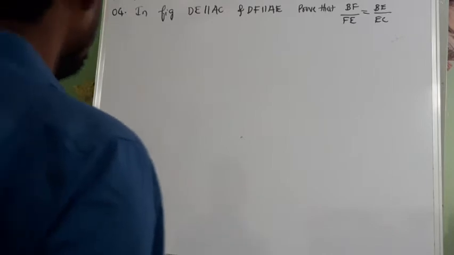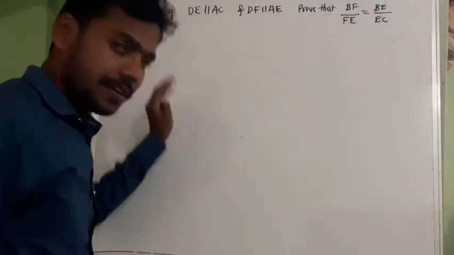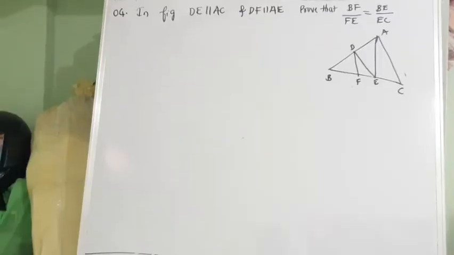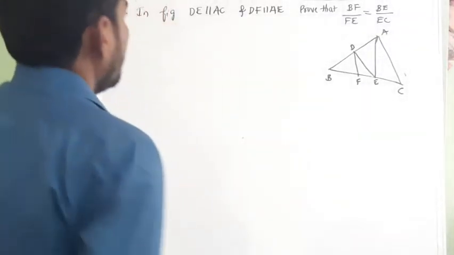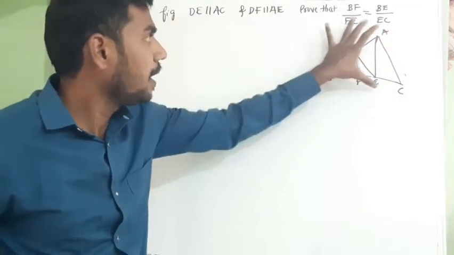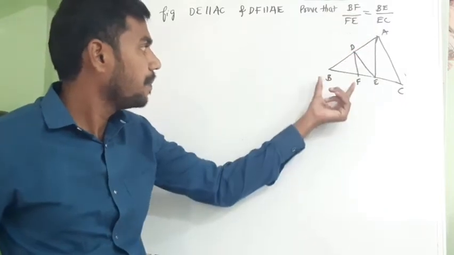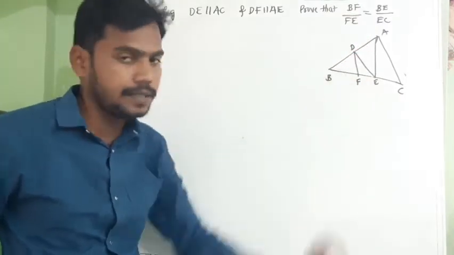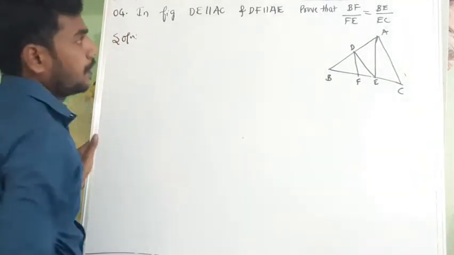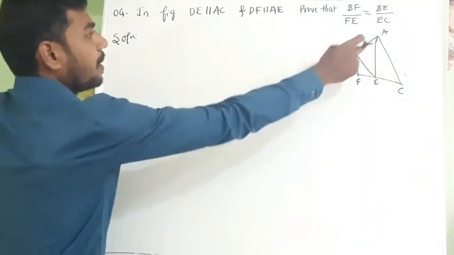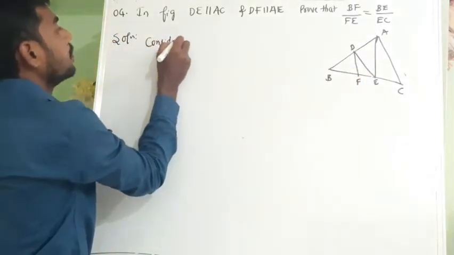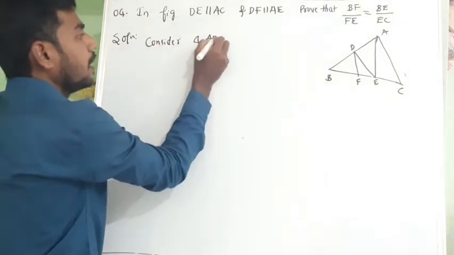Fourth question. In the figure, wait, I didn't draw the figure. Fourth question. In the figure, DE is parallel to AC and DF is parallel to AE. Prove that BF by FE is equal to BE by EC. So look at the board. What is given? I'll consider triangle ABE.